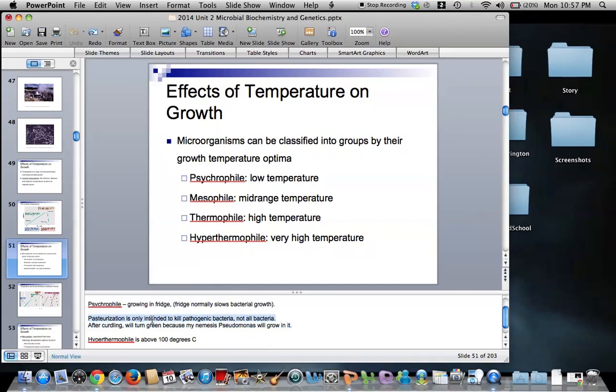Yep, psychrophile goes in the fridge. This is for later, but pasteurization is made to only kill pathogenic bacteria, not all bacteria. After curdling, milk will turn green because Pseudomonas will grow in it, and currently Pseudomonas is my nemesis because it keeps being the right answer. I don't think it is. Hyperthermophile is above 100 degrees C, so I was right, above boiling.